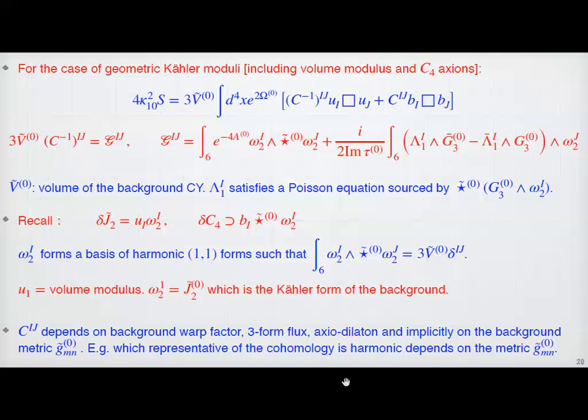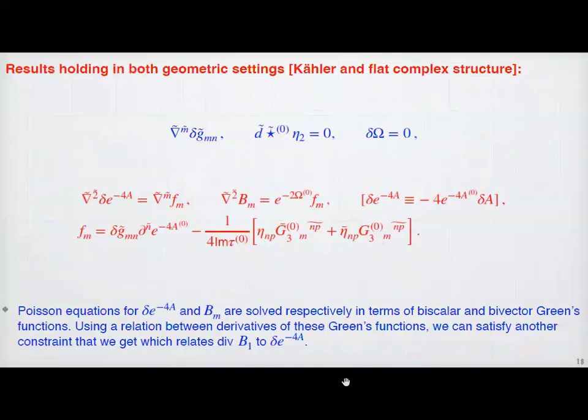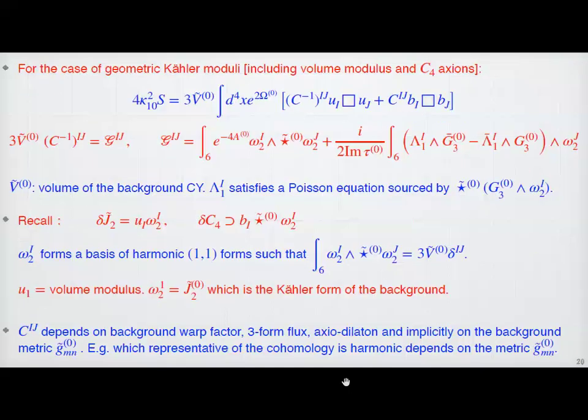Okay, so what appears here? The volume of the background warp factor and some one-form appears. They are coming from actually eta 2. I didn't show eta 2 in the previous slide because it's not a common result, but they can be found by solving a Poisson equation, which is solvable.